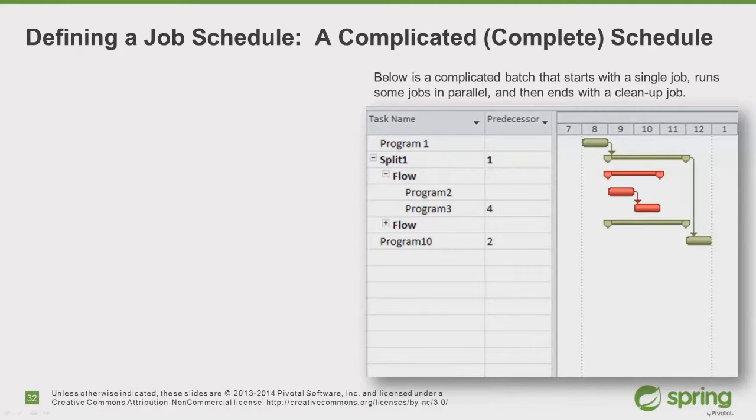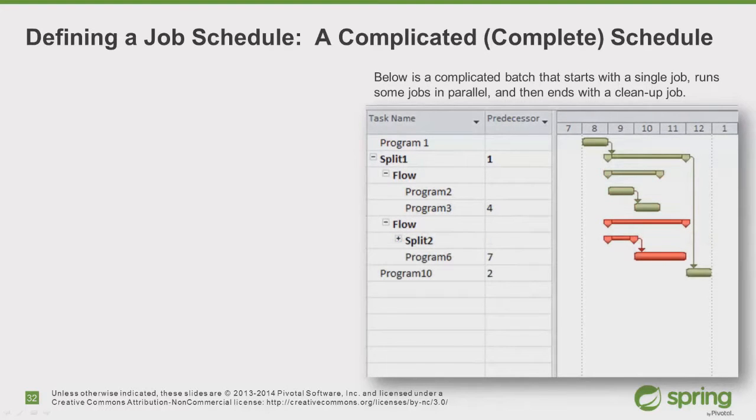Actually, that's a good point. I shouldn't say flow number 1. The first flow. Flows are not numbered because numbering would imply that there's a sequencing possibly to them, and there is not. So the first flow in our definition contains program 2 and program 3. Program 3 executing serially after program 2 completes.